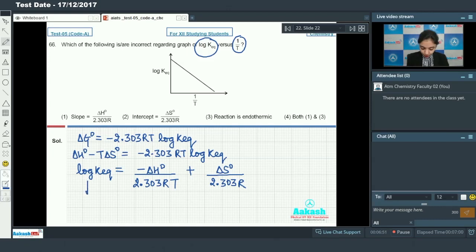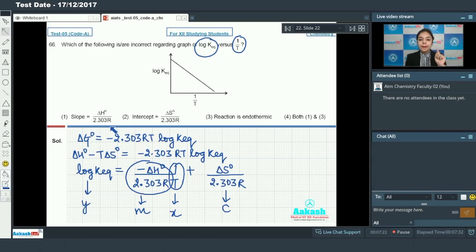Now log K equilibrium is on the y-axis and 1 by T is on the x-axis. So what is our slope? Because it follows the straight line equation, that is y is equal to mx plus c, and delta S naught by 2.303 R will be the intercept. So now you have been given the value of slope as delta H naught by 2.303 R, but it should be minus of that one. So this is the incorrect option.